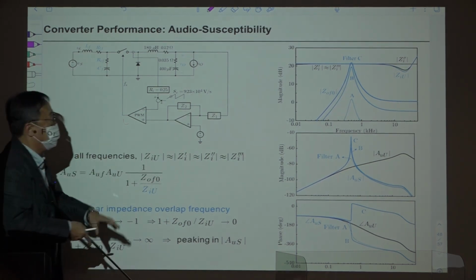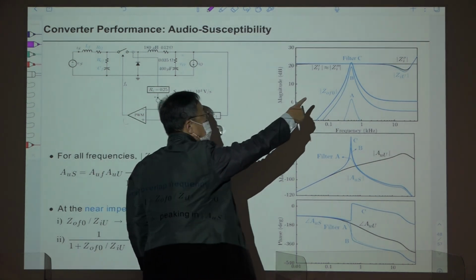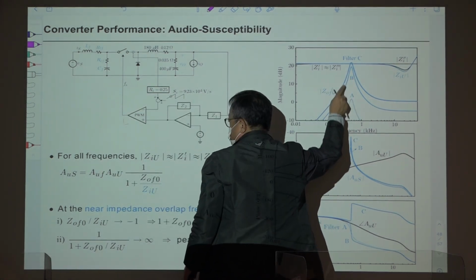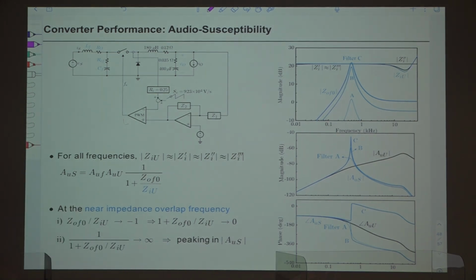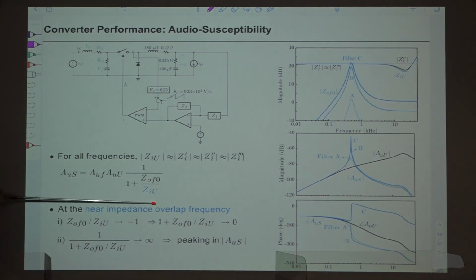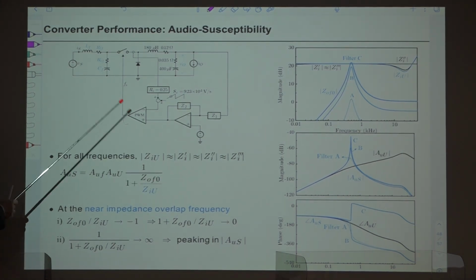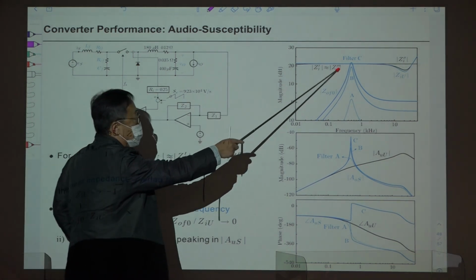Oh, no. There is a huge difference. GIU prime is much larger than this, so this term goes away for case A. But for case B, this becomes close to -1, so it will show some peaking. And with this, the system becomes unstable.